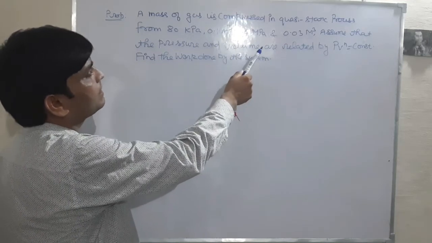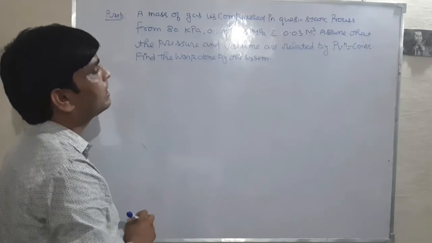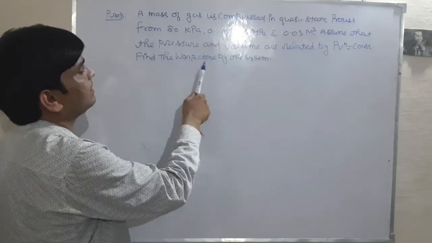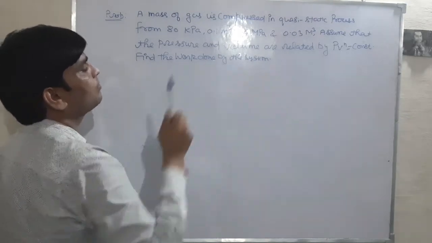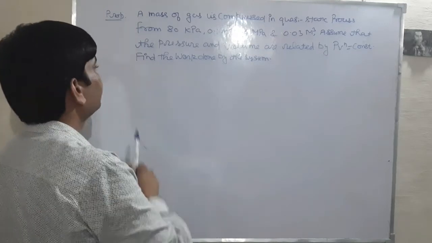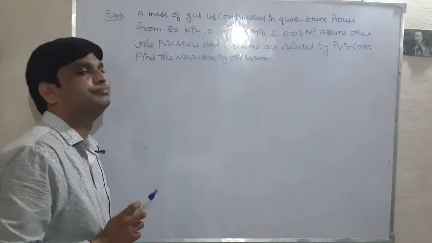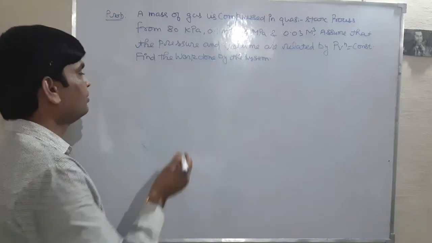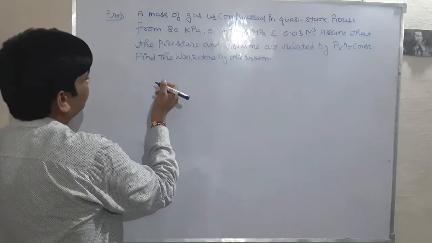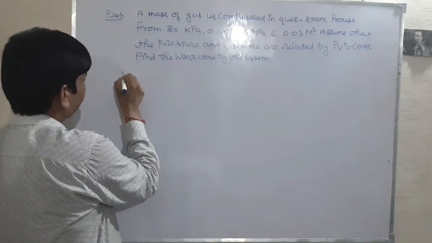to 0.4 MPa and 0.03 meter cube. Assume that the pressure and volume are related by PV to the power n equal to constant. Find the work done by the system. So first of all, we note the given data.